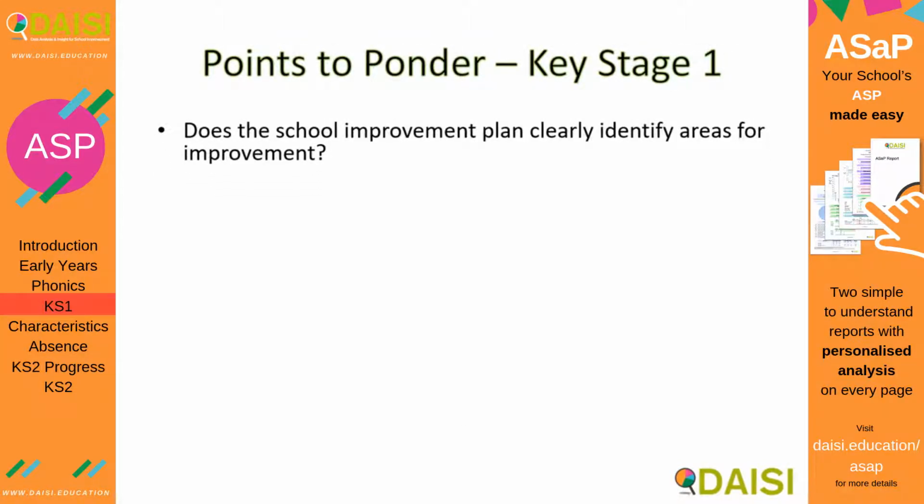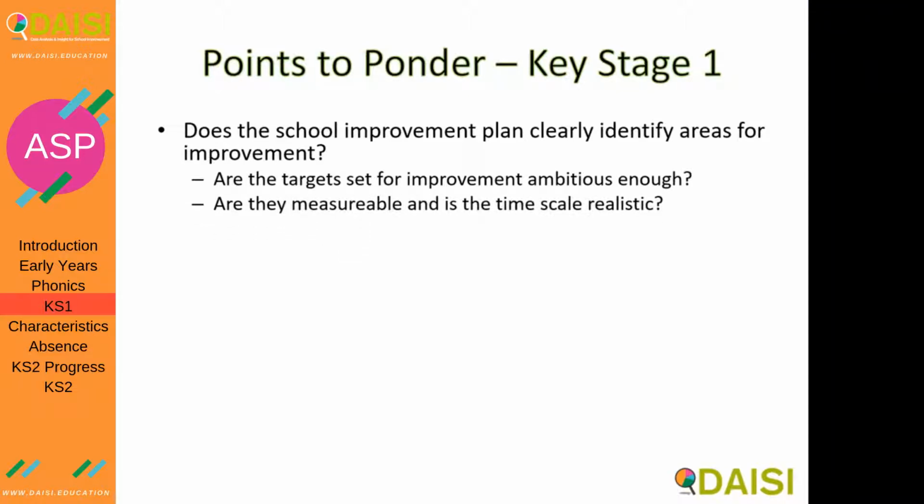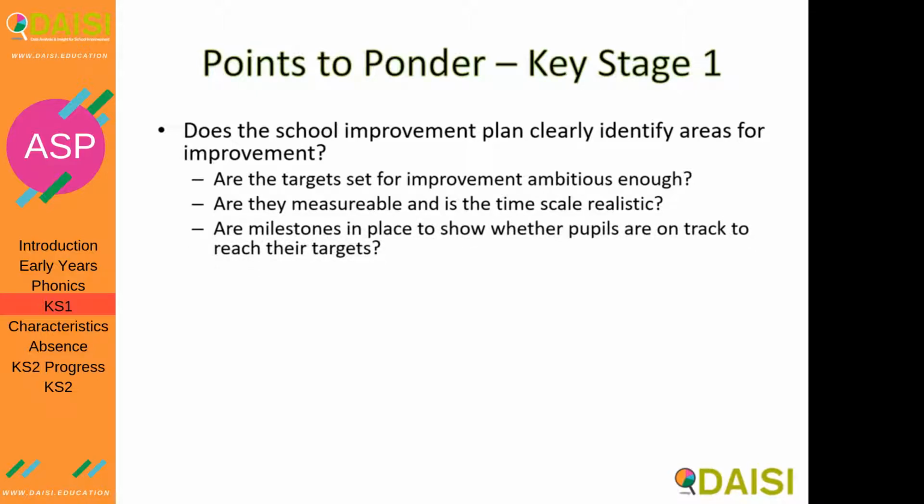Does your school improvement plan clearly identify areas for improvement? Are the targets set for improvement ambitious enough? Are they measurable? Is the timescale realistic? In other words, are they SMART? Specific, measurable, attainable, realistic, timely. Are milestones in place to show whether pupils are on track to reach their targets, and who evaluates them? How? When?